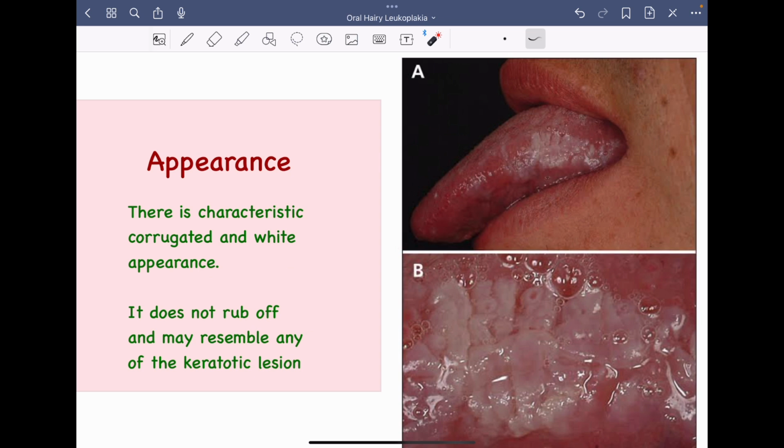But the distinguishing facts would be, first, the location; second, the history, if the patient already tells you that he is HIV seropositive; and the third would be the hair-like surface and the corrugated appearance along the lateral margins of the tongue.